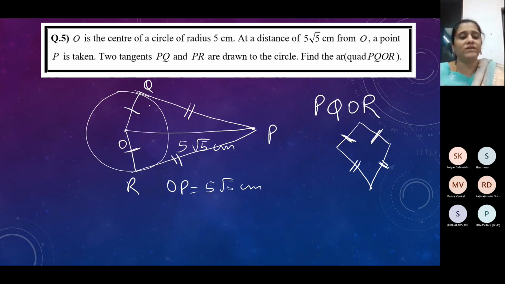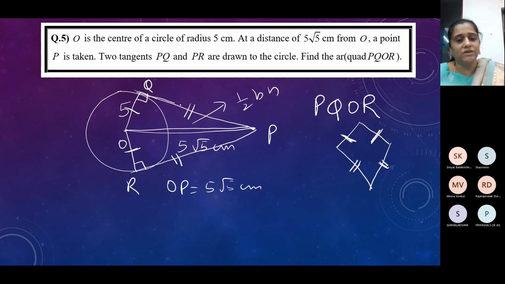For that, we'll have to find the area of this triangle. This angle is 90, and this is also 90, so this is a right triangle. What's the formula? Half base into height. Half into, what's the radius? 5. And 5√5 is the hypotenuse.